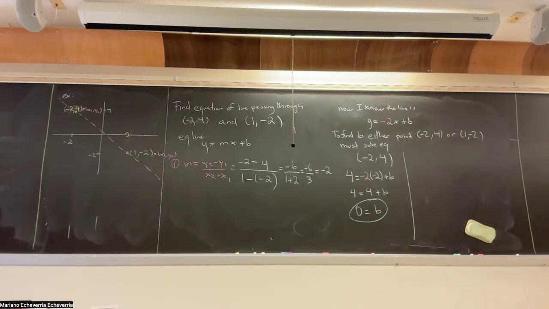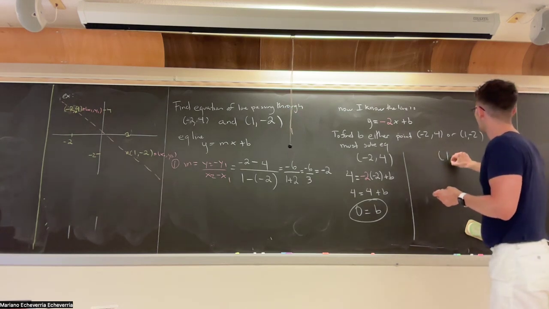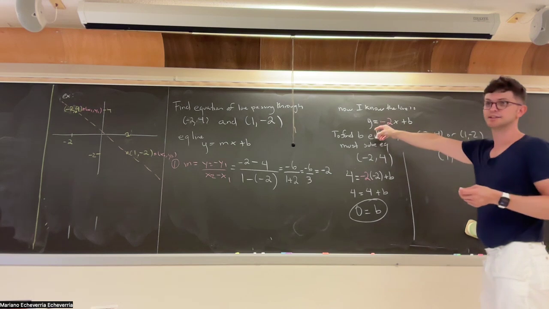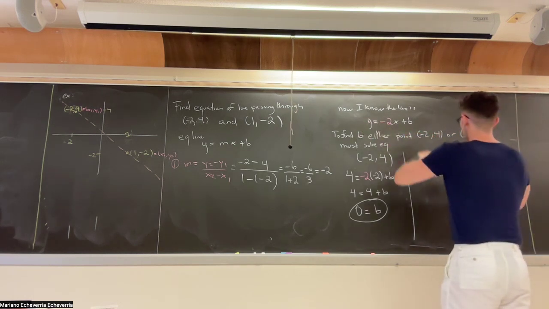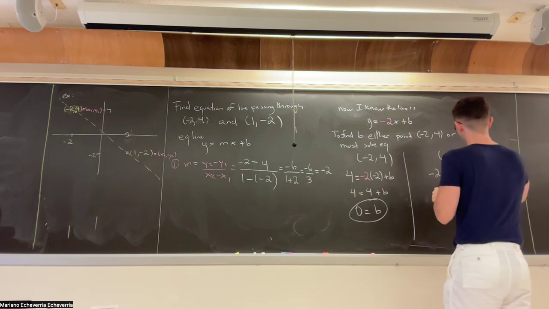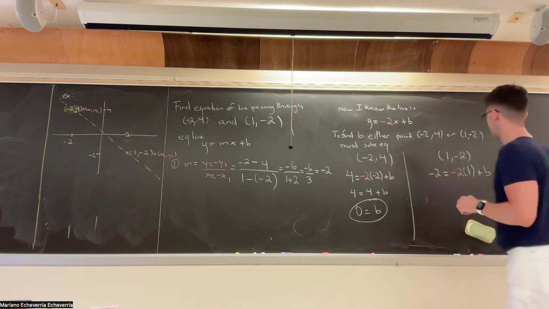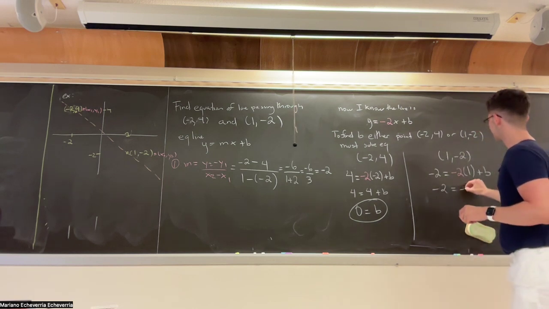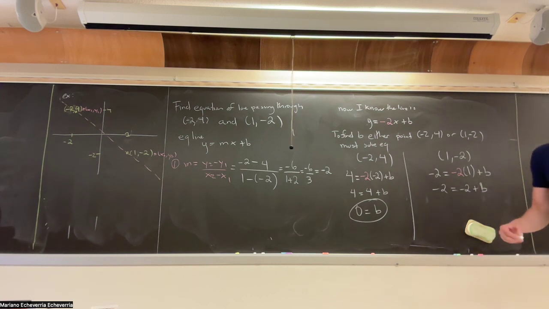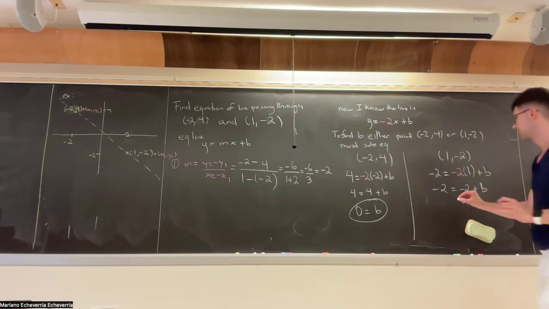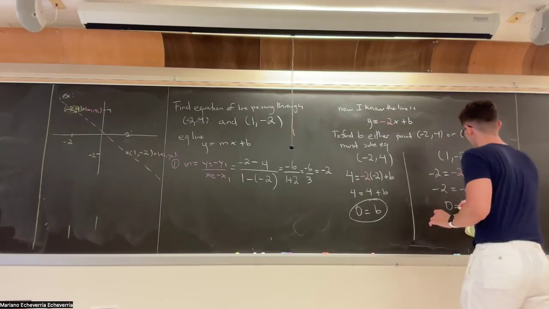But there's something special about using the first point. If you had chosen the other point, if you say, okay, I know that 1, -2 should satisfy this equation, what do you get here? You get -2 equals -2 times 1 plus b. So you get that -2 must be -2 plus b, right? And then you get 0 equals b. So you get exactly the same answer, because it's supposed to.